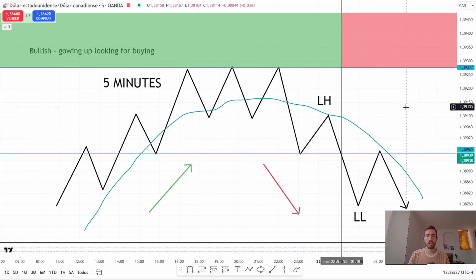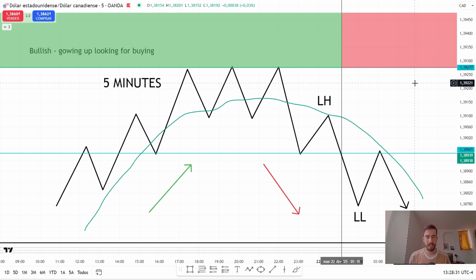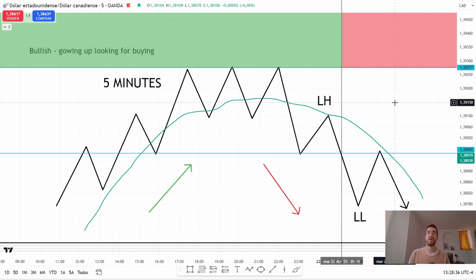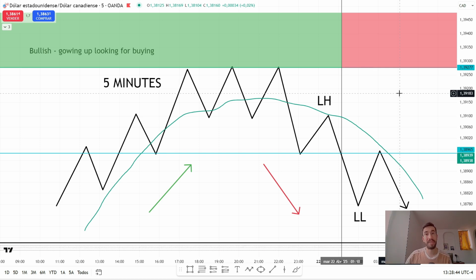Okay? So, if we are looking to sell, the best thing that we can do is to wait for this transition. Why? If we want the price to start going down from the zone, what time frame needs to go down first? The 5 minutes or the 4 hours? Which one has to go first?